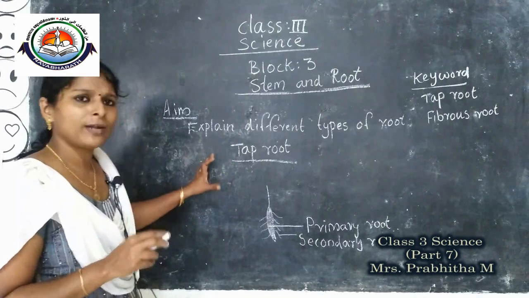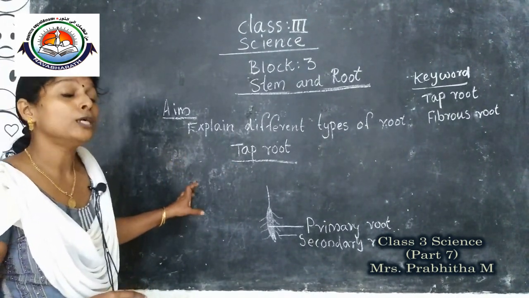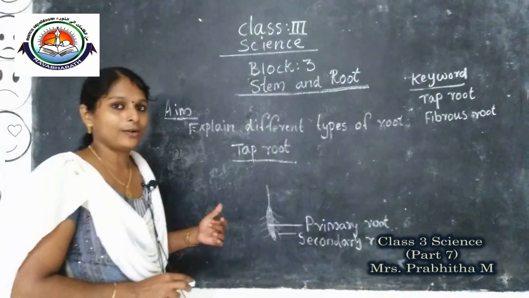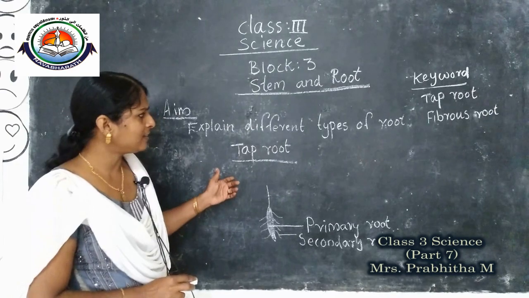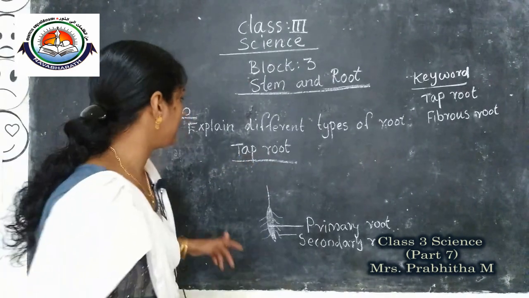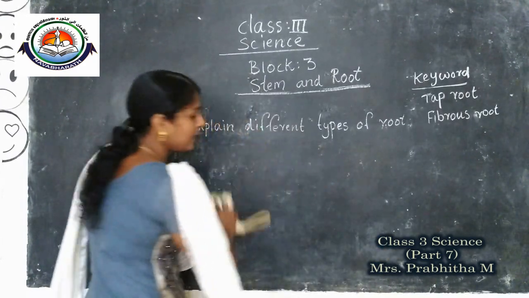So I think everybody understood what is tap root. Examples for tap root: tulasi, hibiscus, mango tree, etc. Can I take the next one, fibrous root? Okay, so next we can discuss fibrous root.